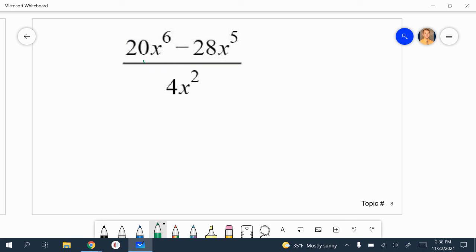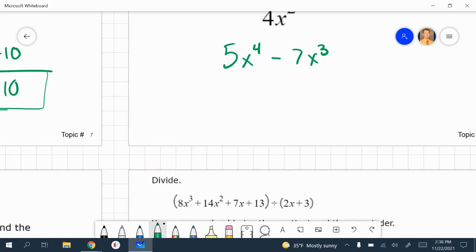So when I do that, when I'm dividing, 20 over 4 simplifies to 5. The x to the 6th power over x to the 2nd power, we subtract those exponents when you divide with common bases. So we'd get x to the 4th minus, and then 28 divided by 4 is 7. And then x to the 5th over x to the 2nd would be x to the 3rd. And we are done. So that's the simple way of dividing polynomials. We divided both of those. So that's it.